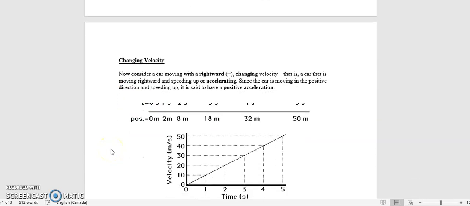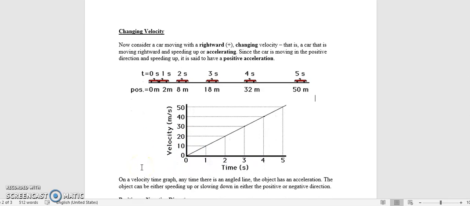So now let's consider a car moving with rightward changing velocity. There we go. So rightward meaning in the positive direction, changing meaning that it's either speeding up or slowing down. So this car is moving in the rightward direction and it's speeding up, or accelerating. Since the car is moving in the positive direction and speeding up, it's said to have a positive acceleration. So here we went from a position of 0 to 2, then 2 to 8 meters, then 8 to 18. So we increased by 2 and then by 6 meters per second. So our velocity was changing for that object.